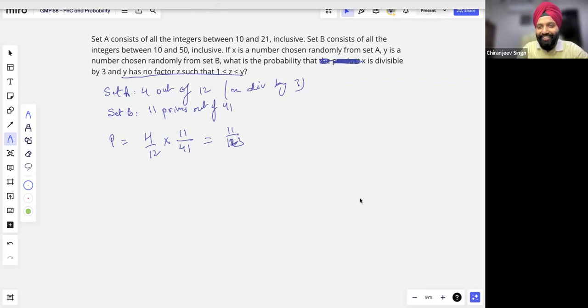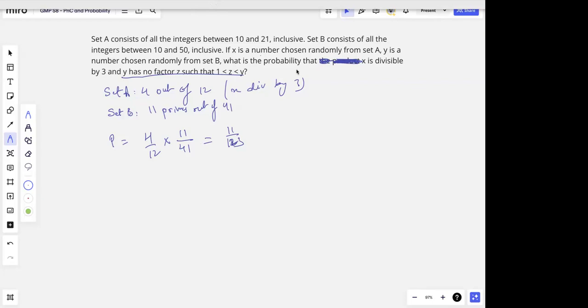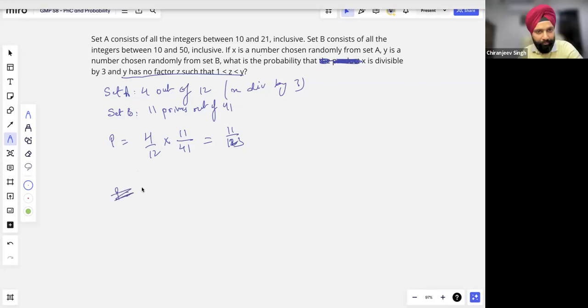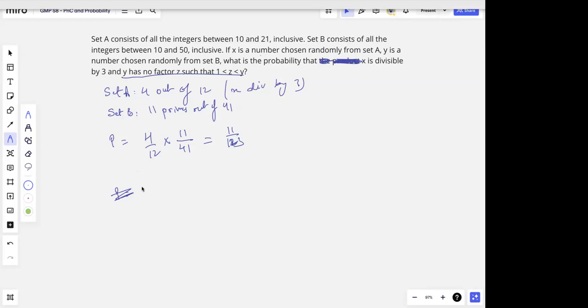So yeah, Nilesh, what's your answer? Initially, what I did was, I'm considering it in terms of probability. We are given set A and set B, and from these sets we need to select numbers which have these conditions. It's either divisible by 3 in set A, which is 4 elements, and in set B, 11 out of 41. So I added 4 and 11, which is 15.